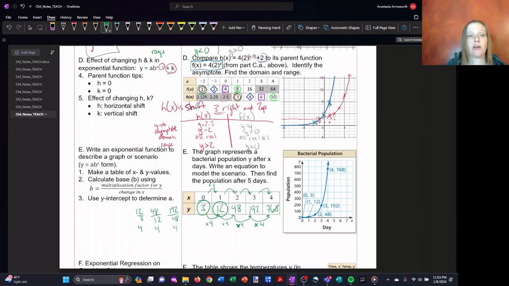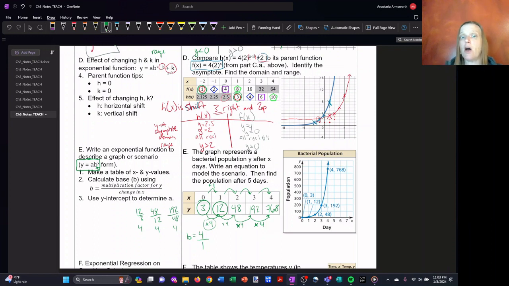Now, I want to write my equation in y equals a times b to the x form. That b value is my base value. The way you figure out your base value is you take your multiplication factor and divide it by the change in x. So my b value here is going to be my multiplication factor, 4, divided by the change in x, which is just 1. It's important to do that.